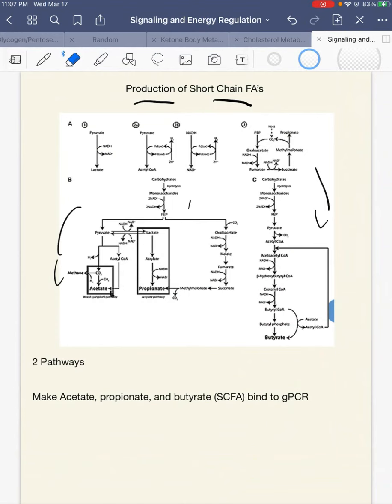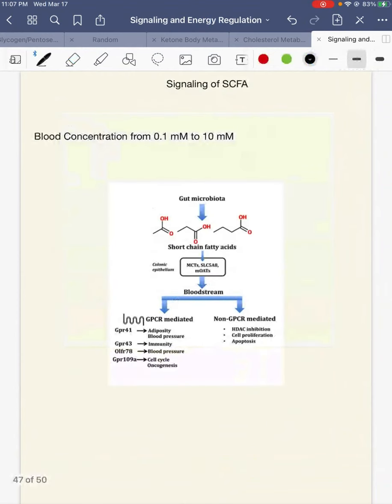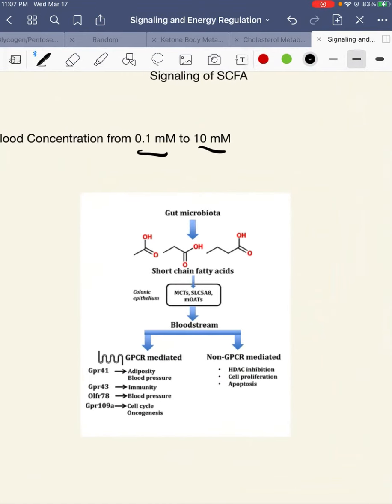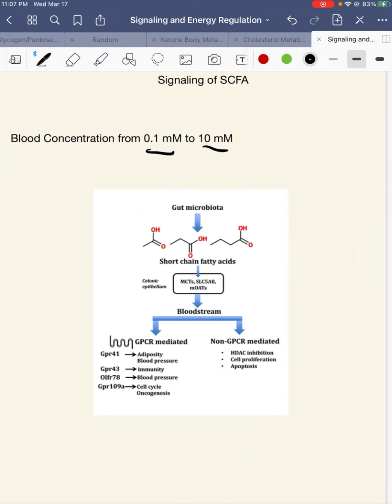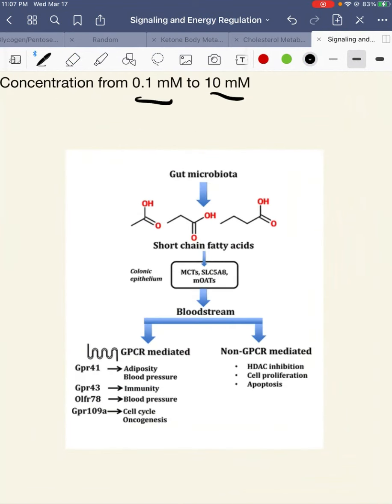Okay. Signaling of short chain fatty acids. Remember, their blood concentrations are between 0.1 and 10 millimolar. Is that micro? No, that's milli. That's not micro. So these are the short chain fatty acids.